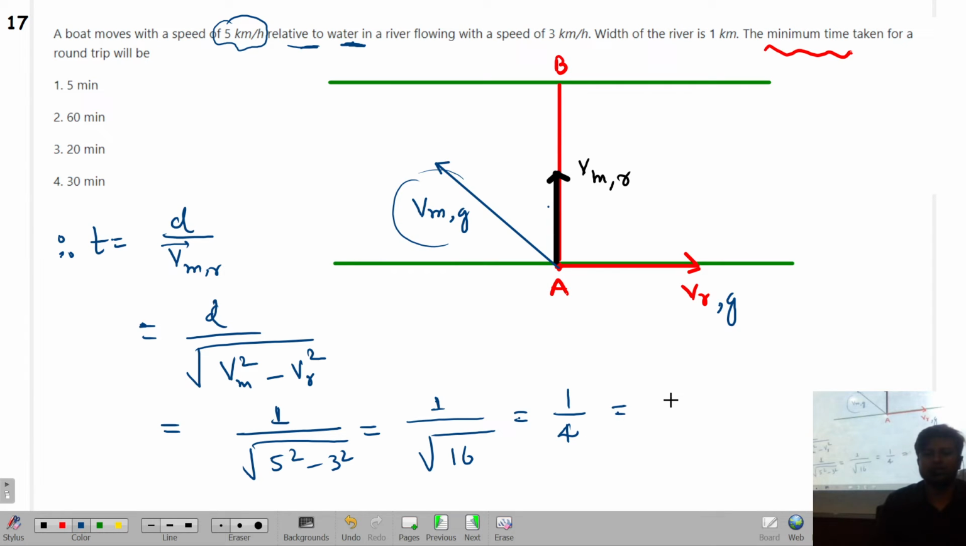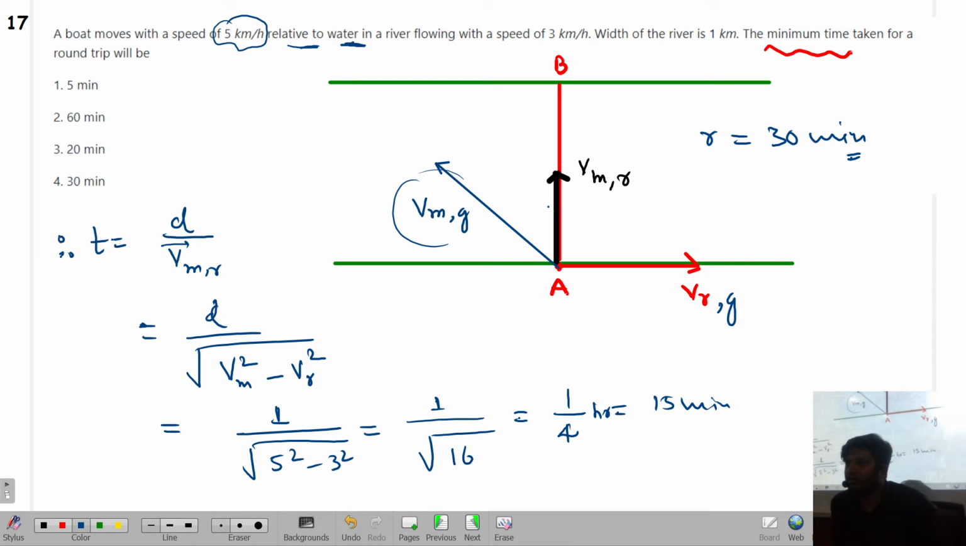So in a round trip, how much is it going to take? 2. 1 by 4 is how much? 15 minutes, or not? Yes or no? 1 by 4 hour is how much? 15 minutes. So therefore, the round trip will take how much? 30 minutes. Yes or no? So the round trip is going to take 30 minutes. Got it or not? Are you able to get me or not?